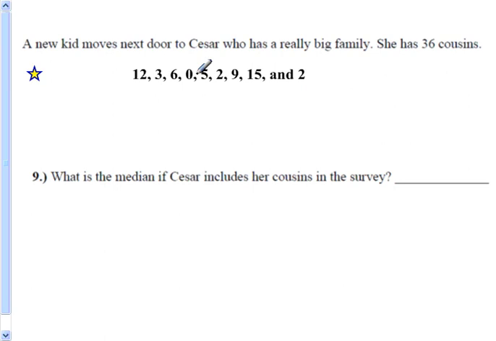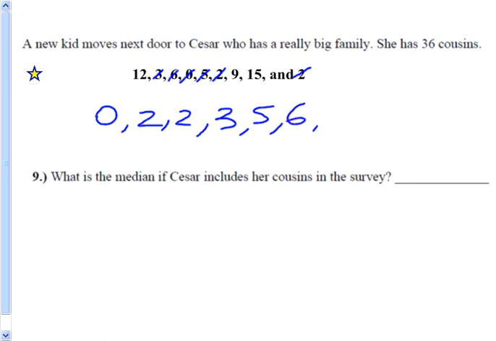The smallest number of cousins is 0. The next biggest is 2. Let's cross those out. 0 and 2. There's another 2 in this set. 3, 5, 6, 9, 12, 15, and now also the neighbor with her 36 cousins.